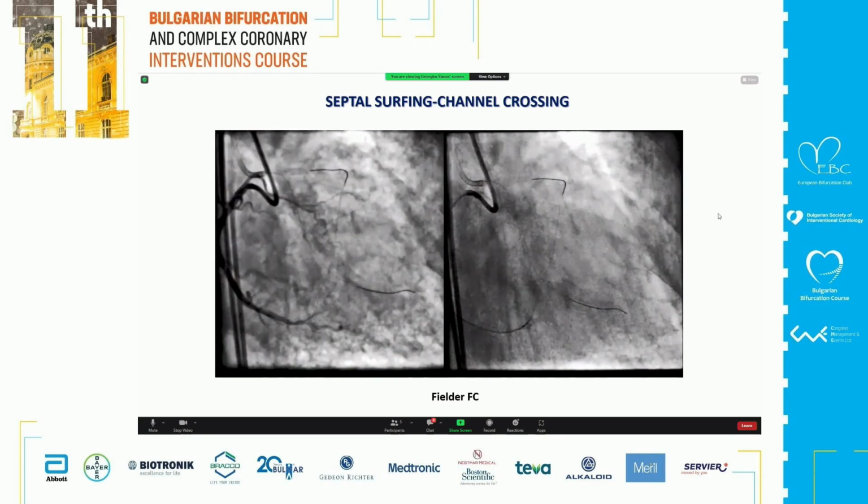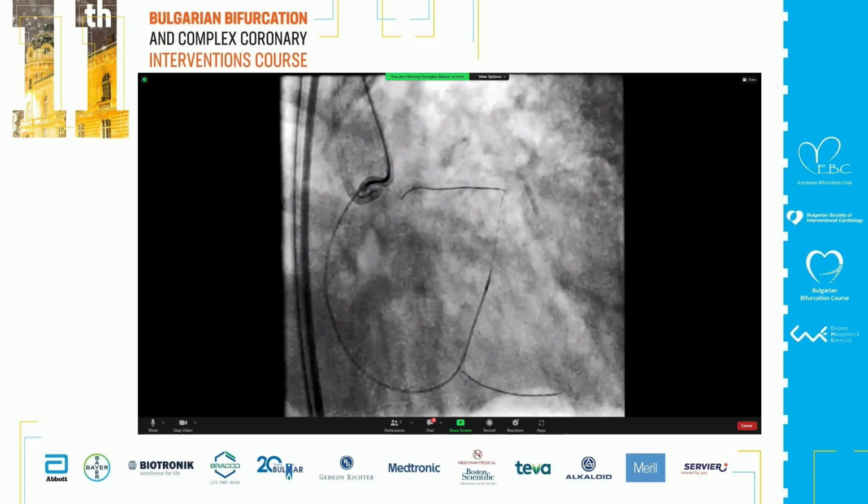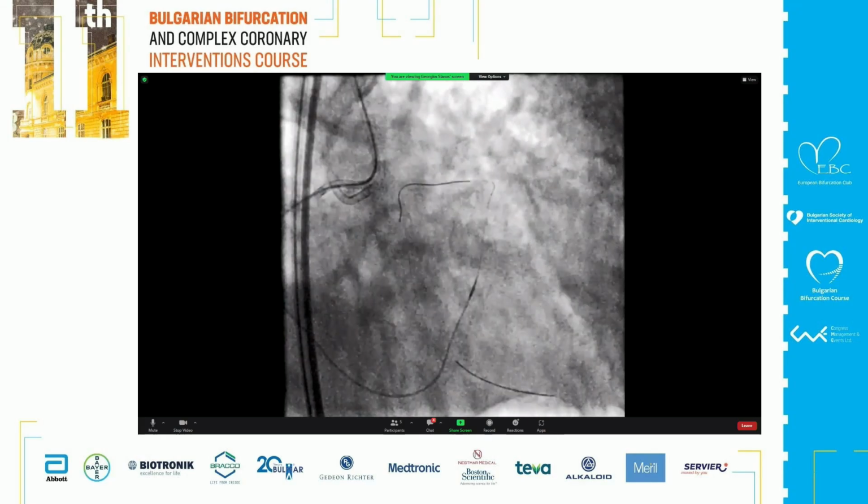It's heading up to down to the circumflex, and then you see this wire has been manipulated and actually reached the left main.